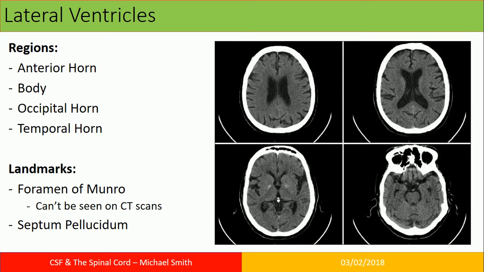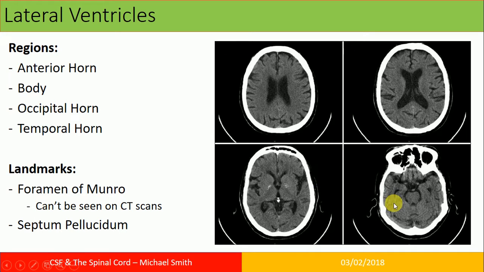So firstly our lateral ventricles, which we can see here on our images. So superiorly here we have our anterior horn and the main body, and as we come a level lower we can see this main body moving back towards our occipital horns in the posterior occipital lobe, and then you can see an extension of these here. And then as we go another level lower you can see that these have now moved round to be in the temporal lobe, and this is our temporal horn.